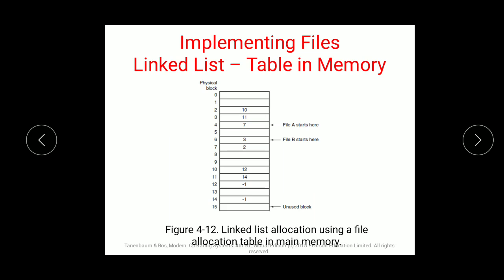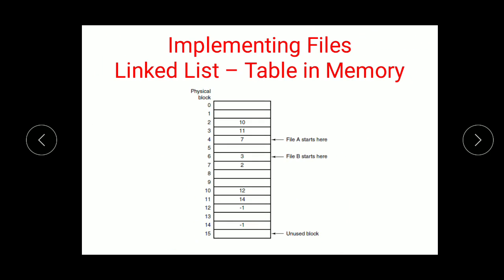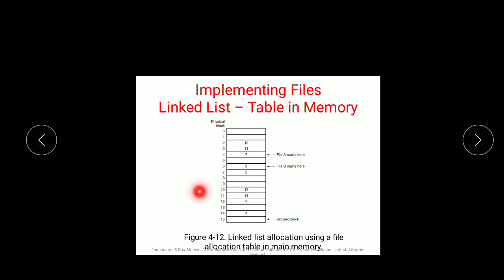See, file A starts here, file B starts here. Unused blocks are kept separately, used blocks are separated. So with this, the entire block is available for data. You do not have to create a separate block. This whole block of data can be used for the arrangement of values.